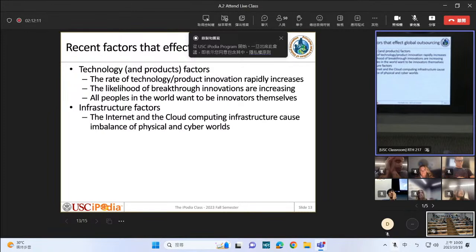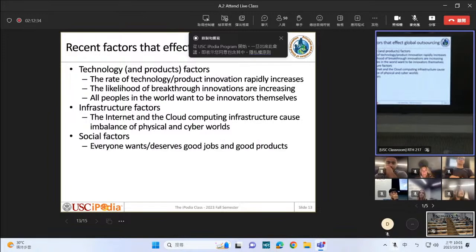Okay, for example, infrastructure. Today, the internet really allowed you to do a lot of control, even remotely from a different country to do production, right? So you don't need the old traditional outsourcing model. Labor become a different issue, right? So infrastructure, the transportation, the communication infrastructure is a problem. Social factor, everyone want to have a good job, everyone want to have a good living.